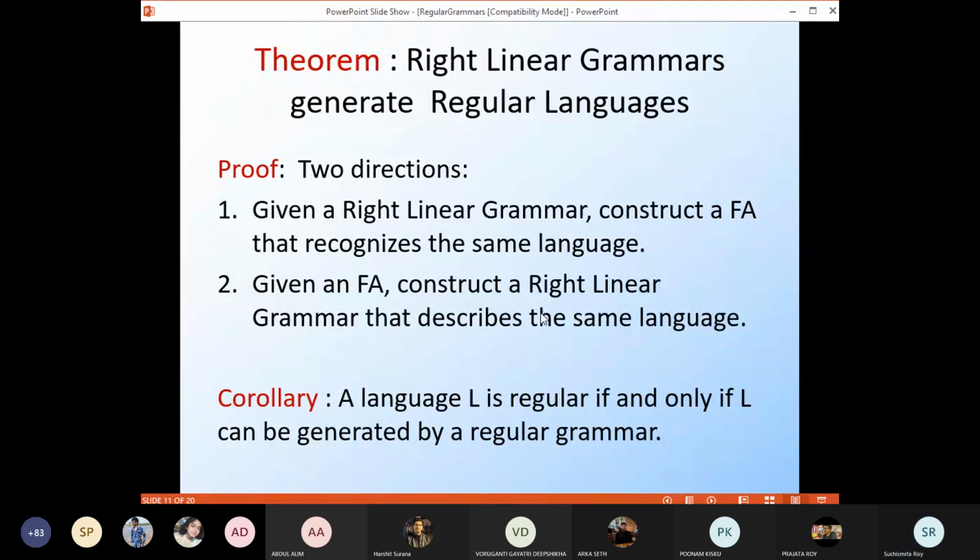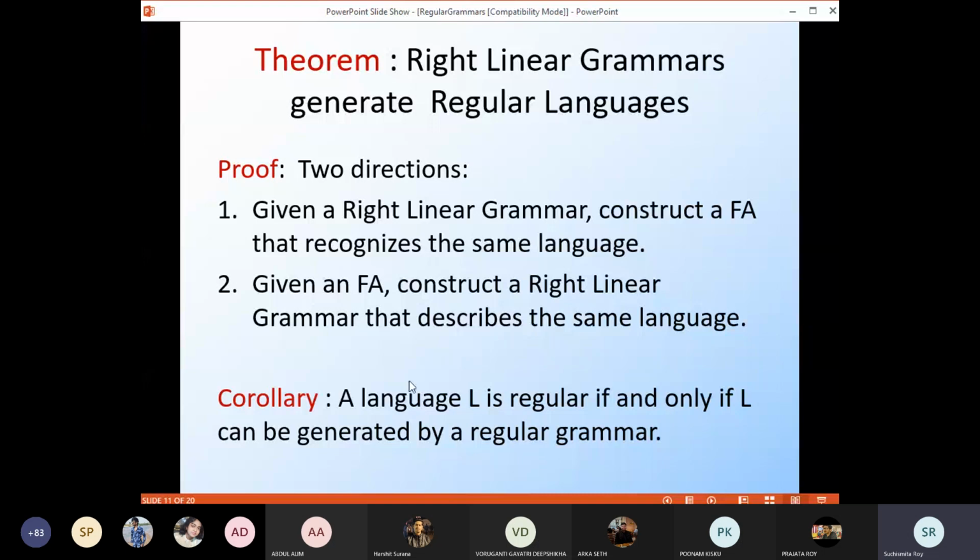Given a right linear grammar, show that it's a regular language by constructing a finite automata, and given a regular language in the form of a finite automata, construct a right linear grammar. Actually, the second part we have already done, but let's do it again, no problem.